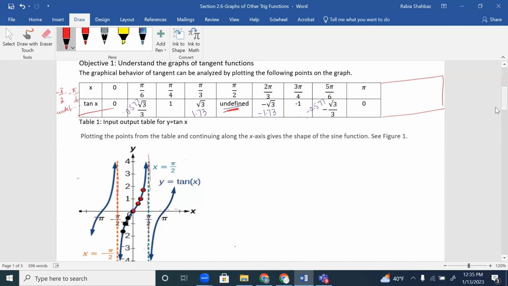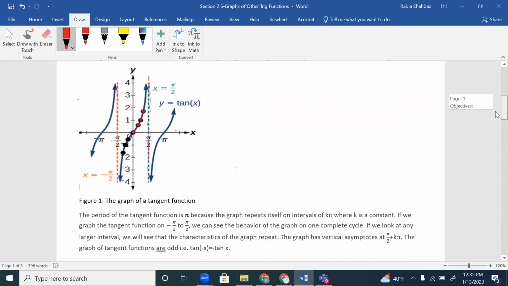So looking at this graph of a tangent function, we know that there will be a vertical asymptote, not just here at pi over 2 and negative pi over 2. If I extend it, there will be another asymptote at 3 pi over 2, correct? And on this side also, there will be another vertical asymptote here at negative 3 pi over 2.